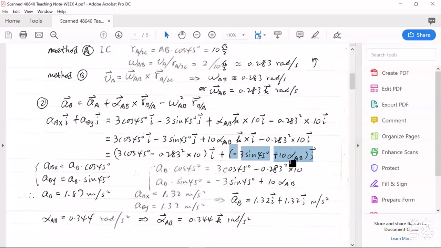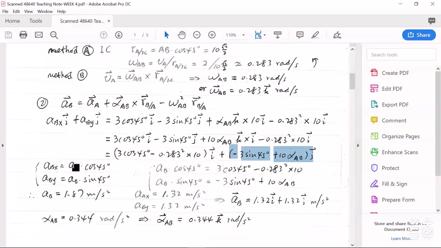Now, the problem here is we have aBx, aBy, and alpha AB, three unknowns. But we have only one vector equation. That means finally we can have only two scalar equations. That means we can only solve two unknown parameters. But here, three unknowns. So this means if we can't do something, we can't solve this problem.